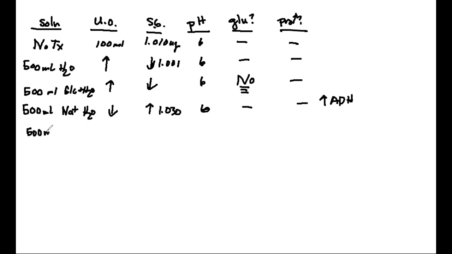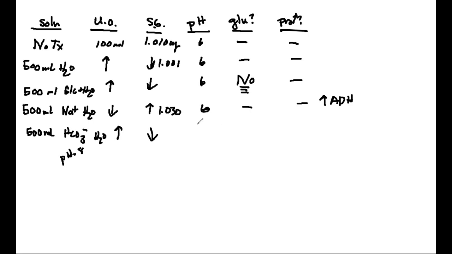500 mils, and we could do this all day, of bicarbonate. HCO3 water. Okay. So we're drinking bicarbonate water. So technically, if we drink bicarbonate water, it's still water and it's not going to dehydrate you. So urine output should go up. Specific gravity, they're inversely related, so it's going to drop. Now, here's a trick. Bicarbonate is a pH of about 7 to 8. Okay. So your blood pH is going to be high, right?